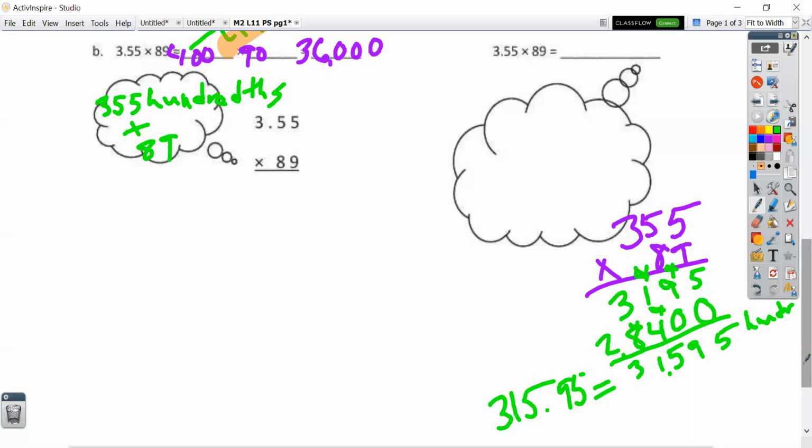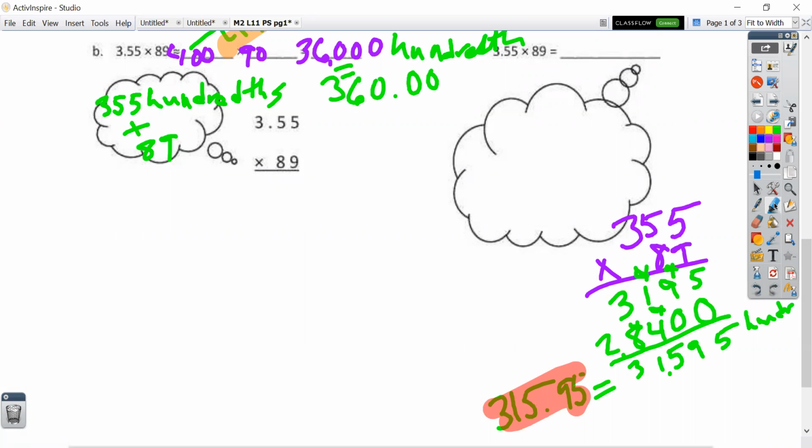I realized as I was doing my math, when I got my answer, I was like, whoa, what happened with my estimate? Well, the reality of my estimate was this was supposed to be hundredths, right? So really it should be equal to 360. So that makes it way more reasonable. So go ahead and check your work. But notice I did something weird.